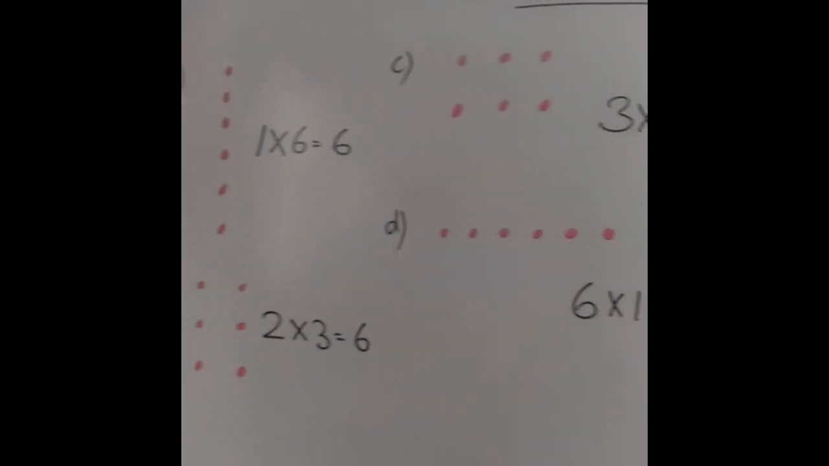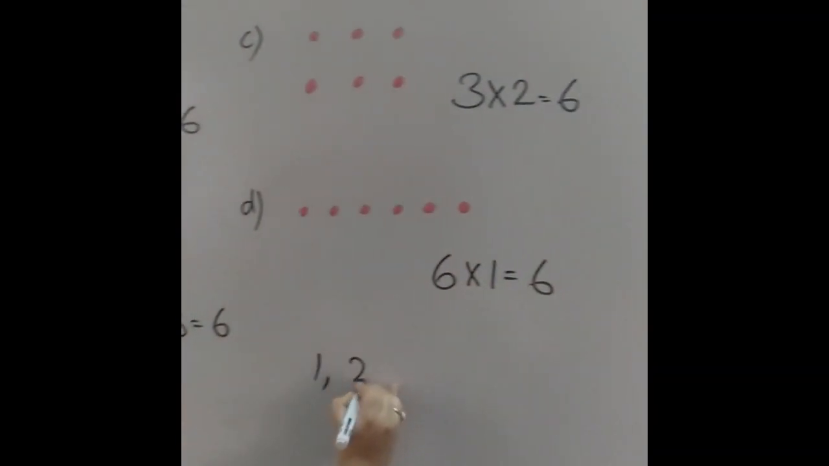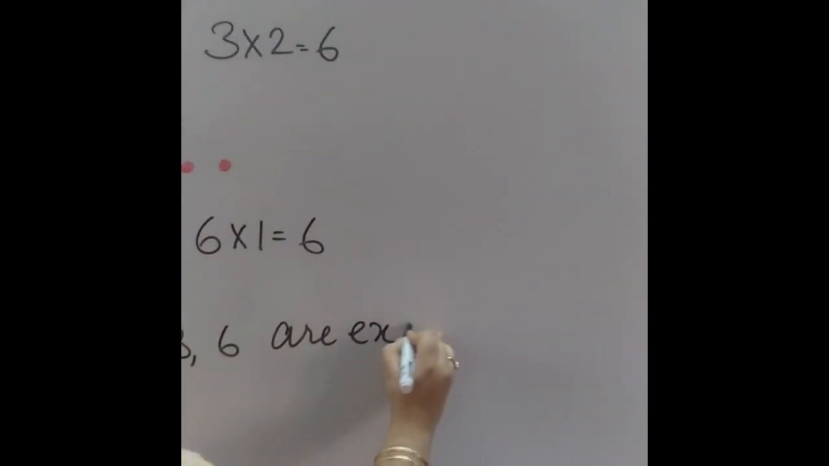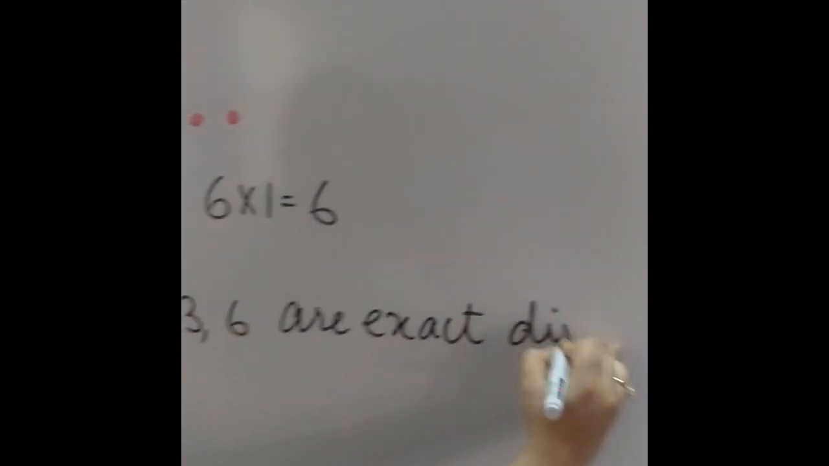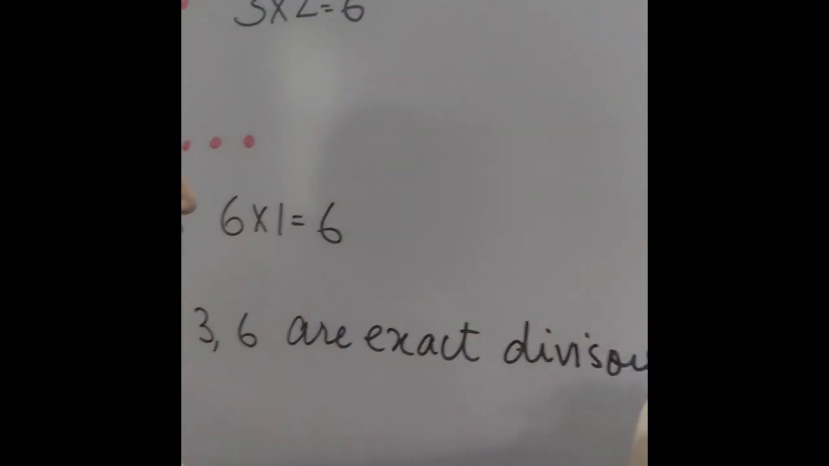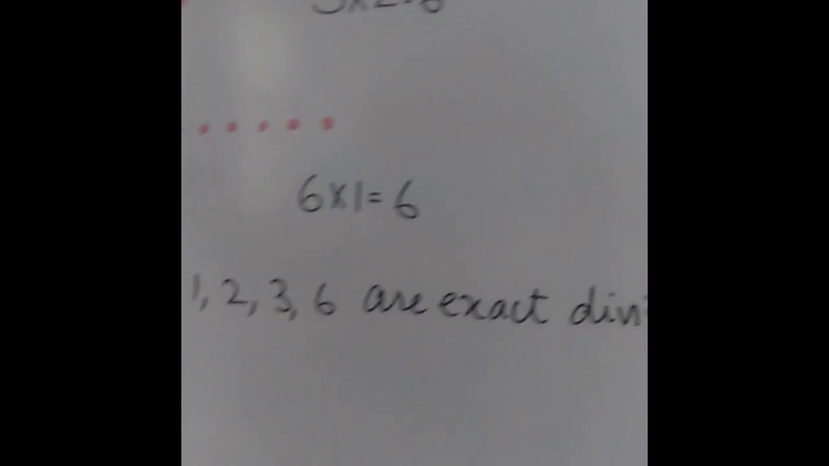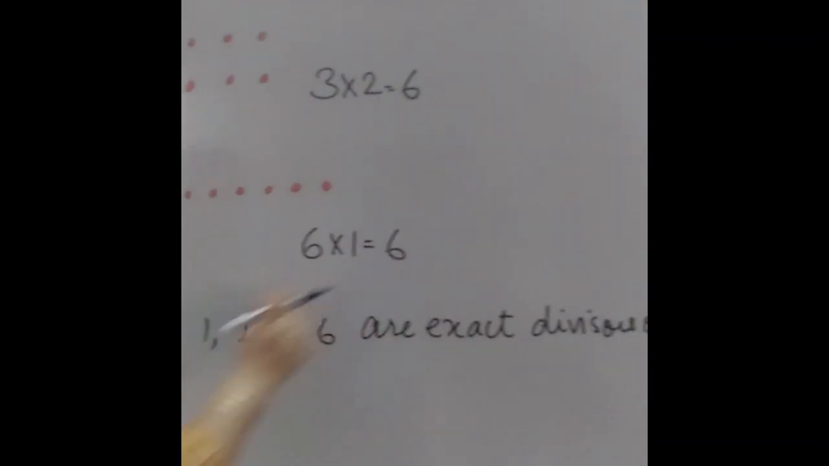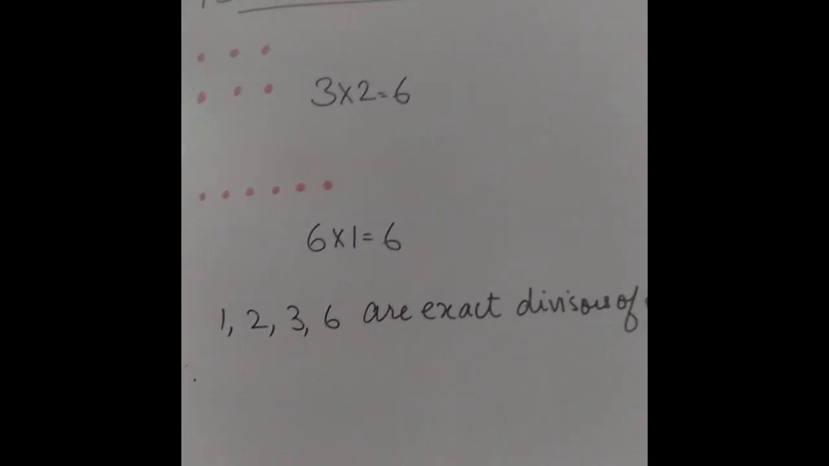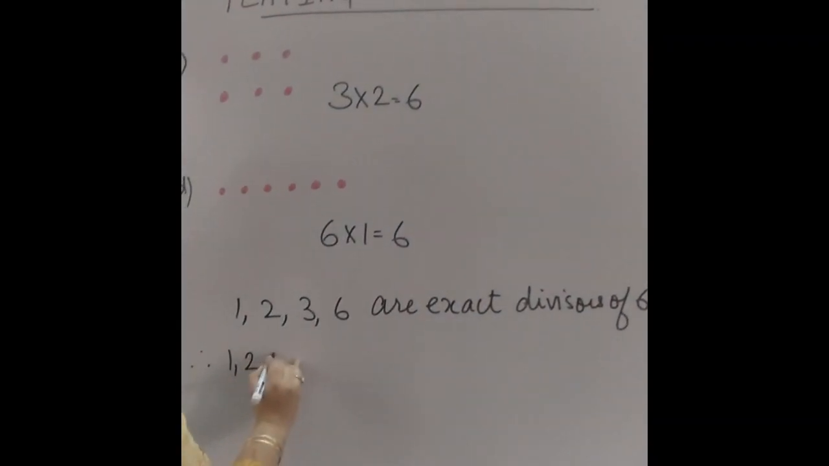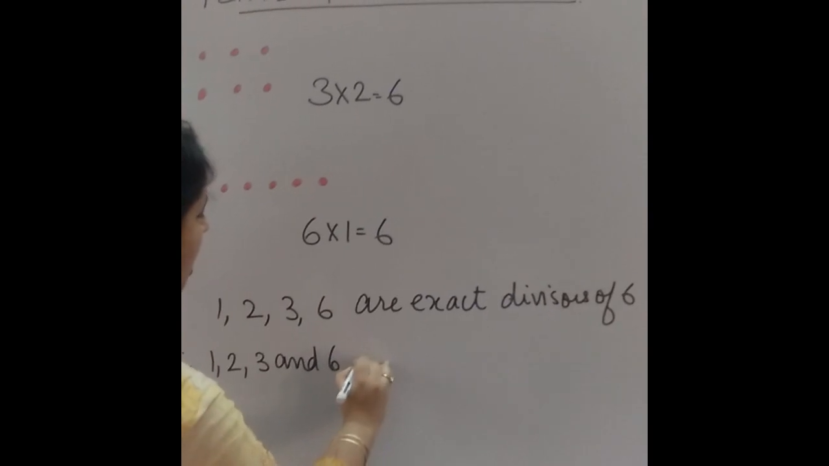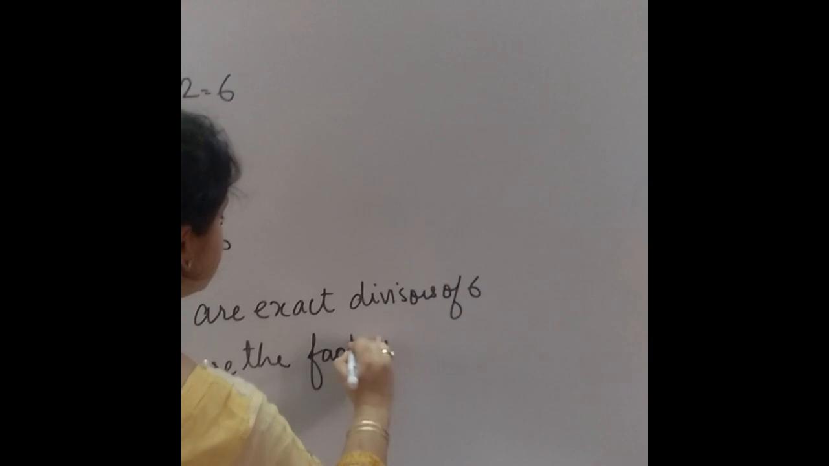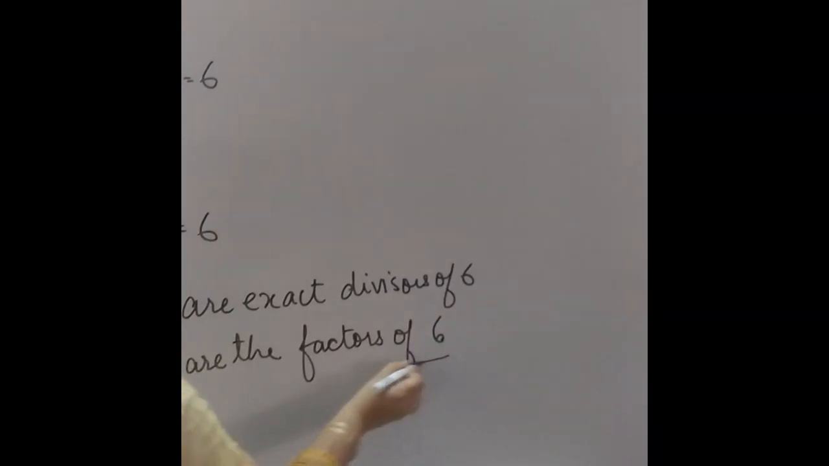So we can see from here, 1, 2, 3, 6 are the exact divisors of 6. Because we have 1 6 is 6, 2 3s are 6, 3 2s are 6 and 6 1s are 6. Therefore, what do we call these numbers as? 1, 2, 3 and 6 are the factors of the number 6.